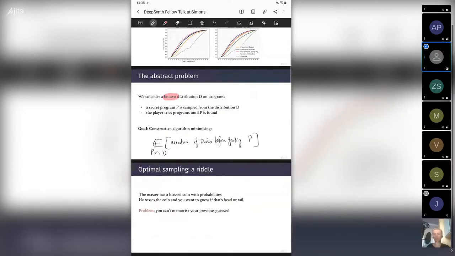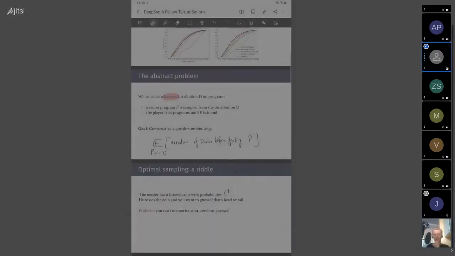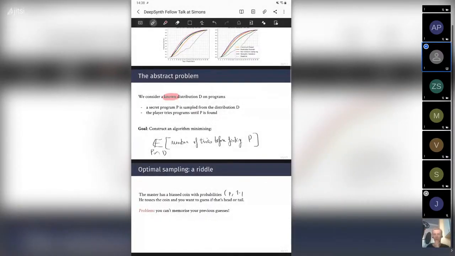Now let me just tell you a quick riddle before I state the main result. This is the simplest scenario you can imagine. The master has a biased coin, and the probabilities are, well, let me make it general, p and 1 minus p, right? So with probability p you have heads, and with probability 1 minus p you get tails. The master tosses the coin, and you want to guess if it's heads or tails, right?